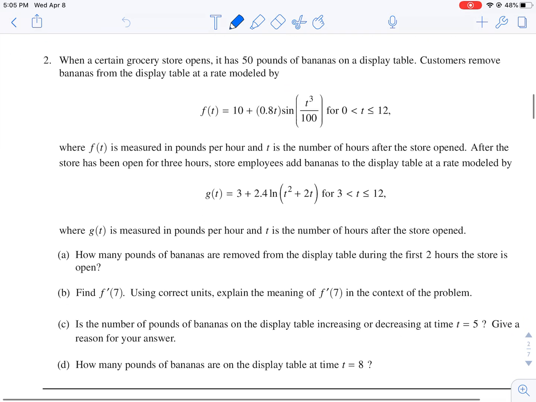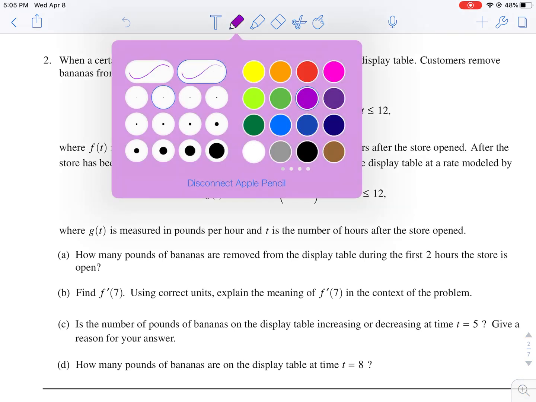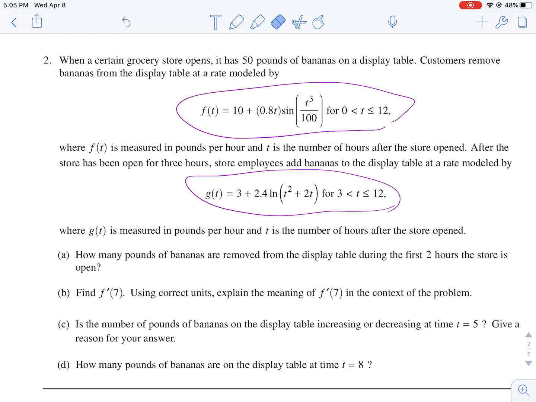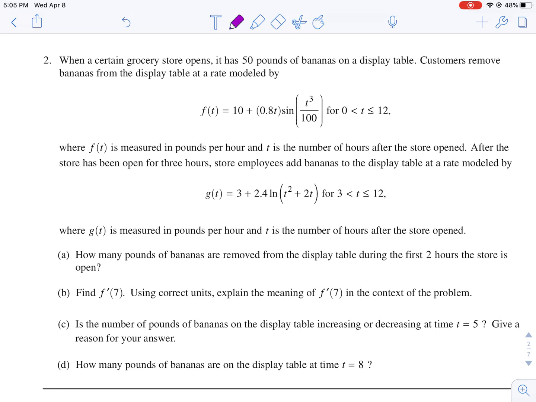Alrighty, number 2, the infamous banana problem. There were some pretty funny tweets back in the day about this problem after students took it. All right, so we have bananas being removed at that rate, and then the workers are putting bananas back on the display at that rate. How many pounds of bananas are removed from the display table during the first 2 hours?